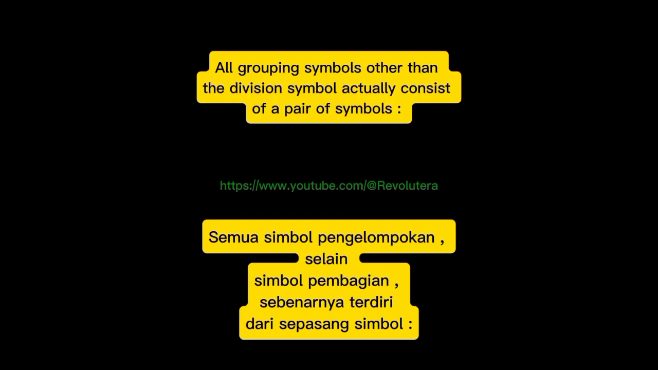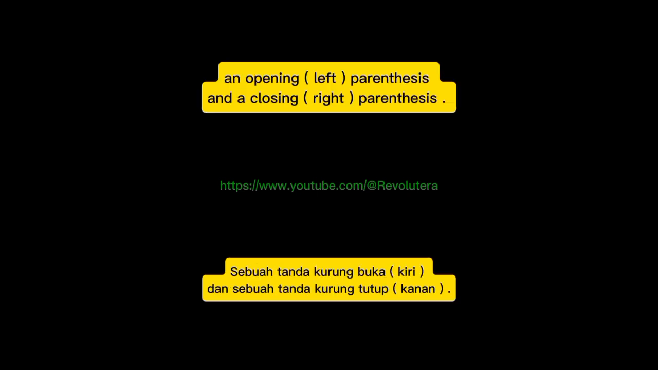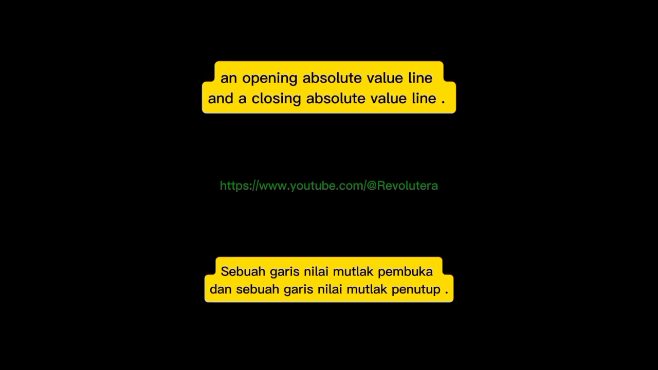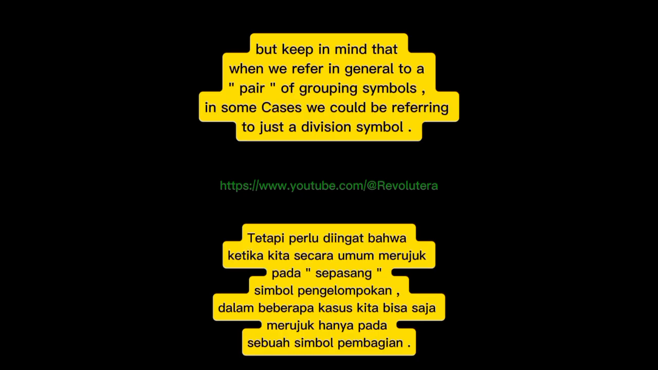All grouping symbols other than the division symbol actually consist of a pair of symbols: an opening, left, parenthesis and a closing, right, parenthesis; an opening, left, bracket and a closing, right, bracket; an opening absolute value line and a closing absolute value line. But keep in mind that when we refer in general to a pair of grouping symbols, in some cases we could be referring to just a division symbol.